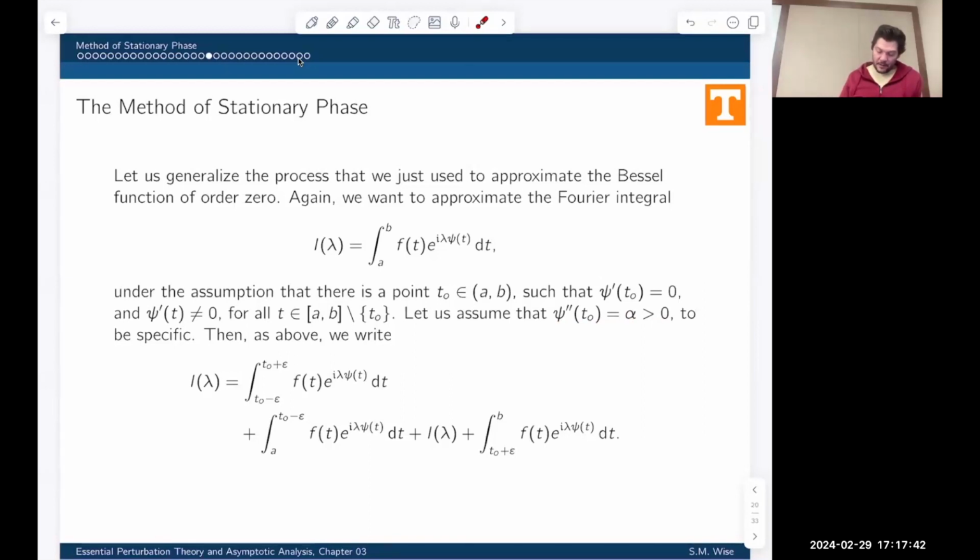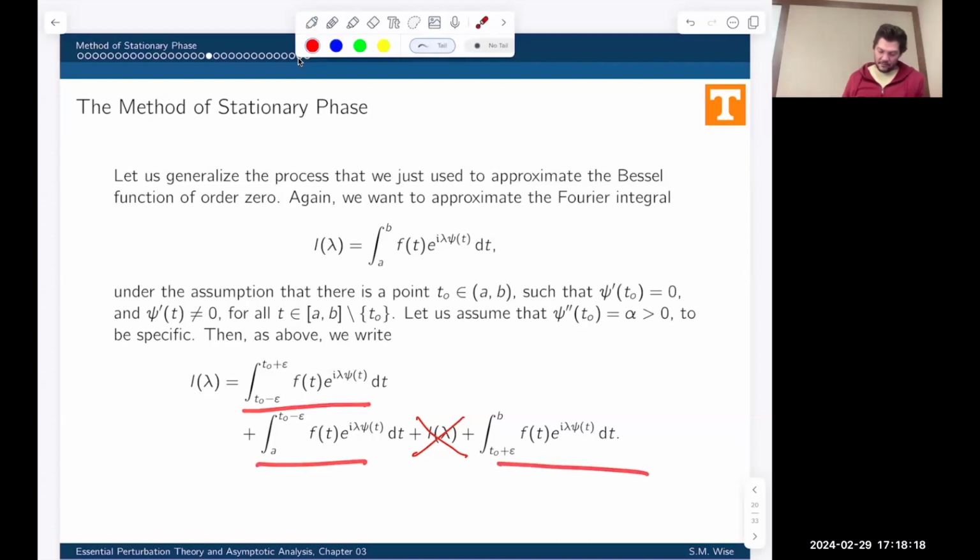So we argue that you can write I of lambda as an integral which just surrounds the point of stationary phase, plus these two integral tails. Let's see, I think this is a typo here. It's just this guy plus that. We don't want that, it wouldn't make much sense. Just the integral around the point of stationary phase, and its two tails. That part is clearly wrong.